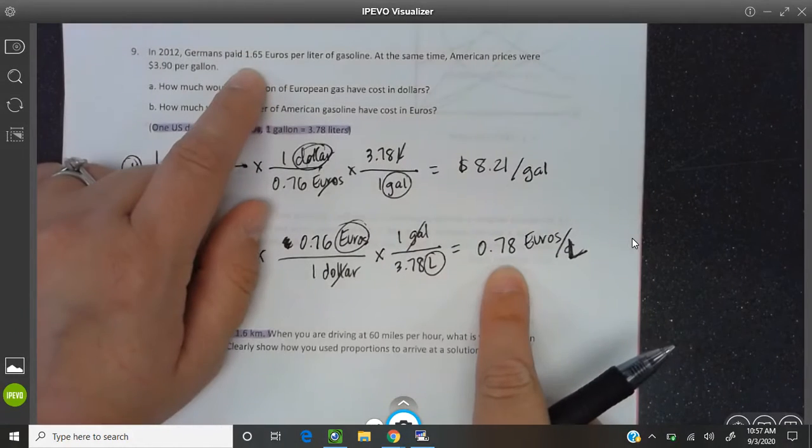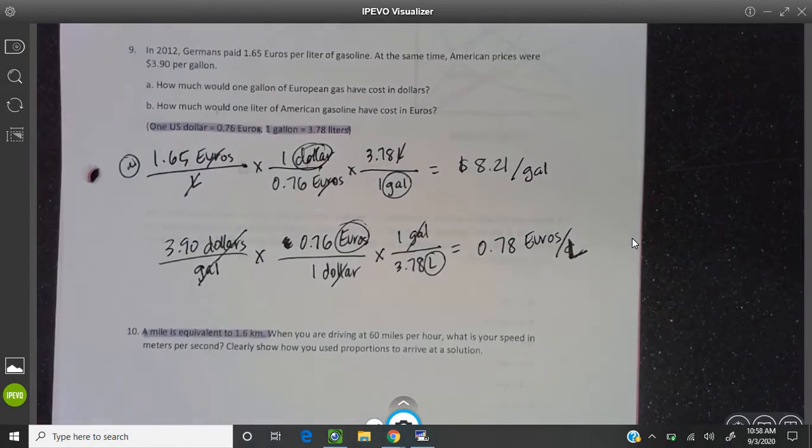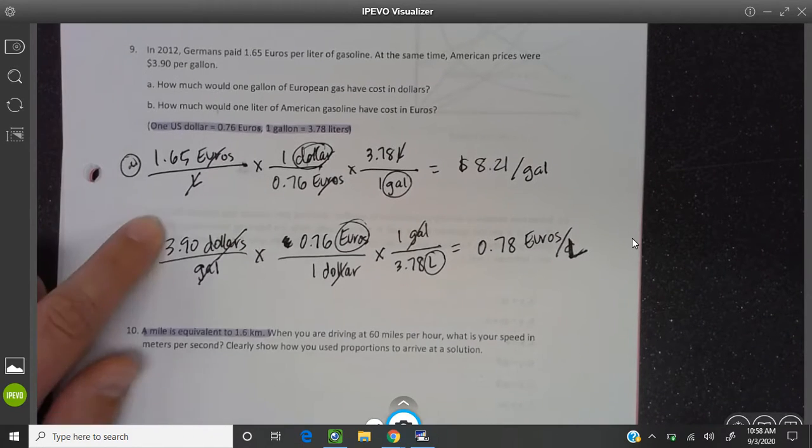So that's about half that price, right? It's a lot less. So our gas prices aren't terrible, but we fund some of our costs of driving other ways. You guys have any questions about number 9?